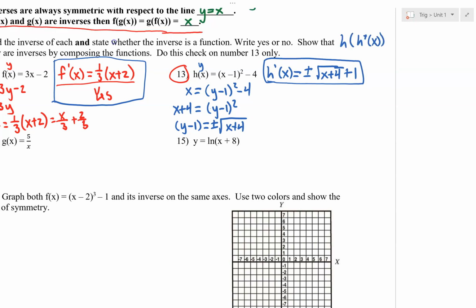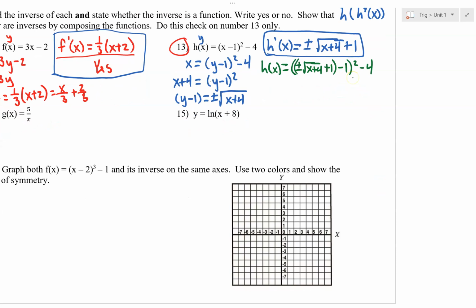So h prime of x. That means we're going to take whatever h prime is and plug it into the first equation where we see an x. So h of x is going to equal, I don't want to write all of that inside there, so I'm just going to say h of x is going to equal the following. It's going to be plus or minus the square root of x plus 4, plus 1, all of that, minus 1, all of that is being squared, minus 4.